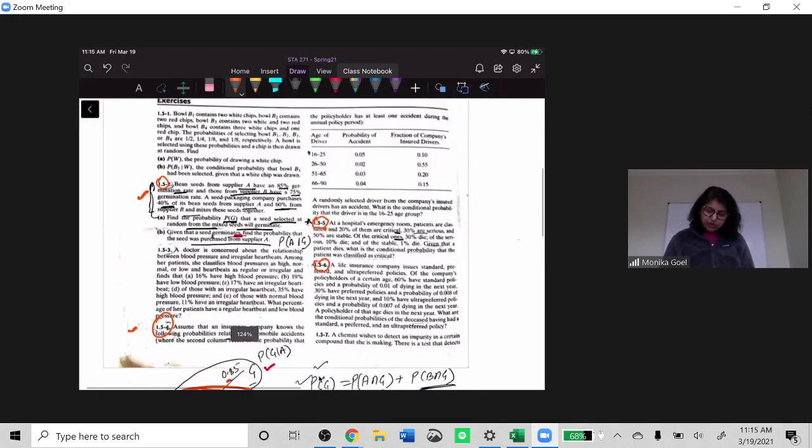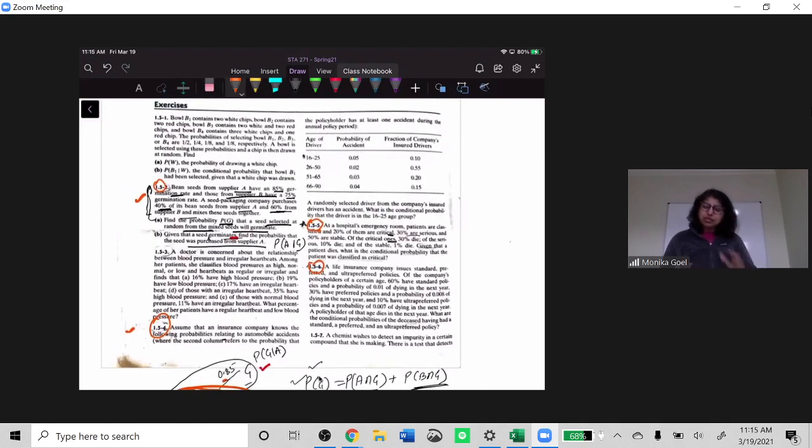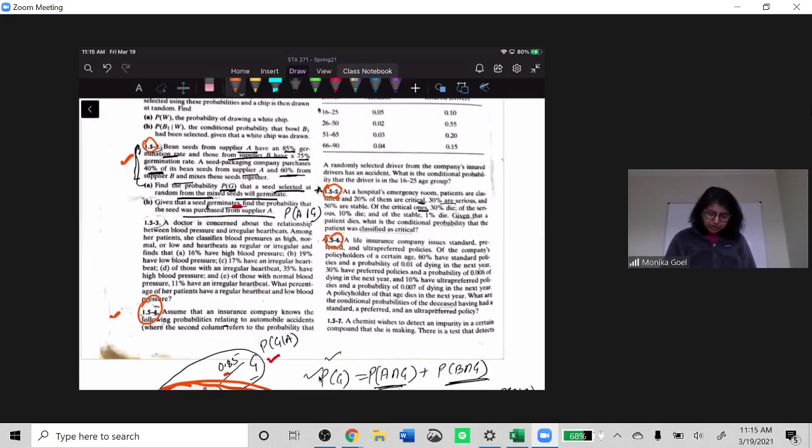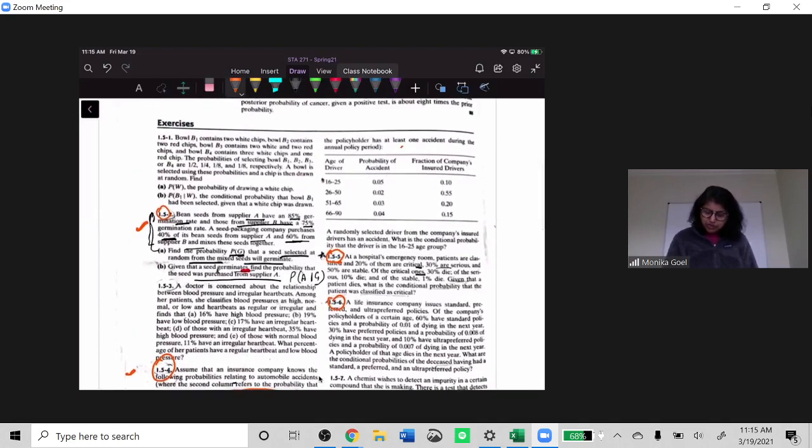And look at 1.54. Instead of a tree diagram, a table is given, and you can use this table to work on conditional probability. It says that assume that an insurance company knows the following probabilities related to automobile accident, where the second column refers to the probability that the policyholder at least had one accident during the annual policy period. So here the age of the drivers is given to us: 16 to 25, 26 to 50, 51 to 65, and 66 to 90. And the probability of accident and the fractions of company's insured drivers, that information is given.